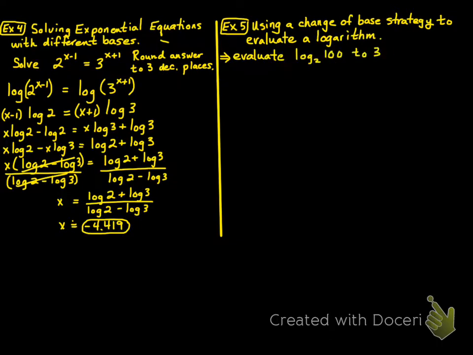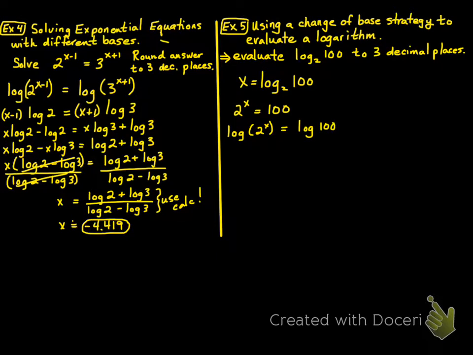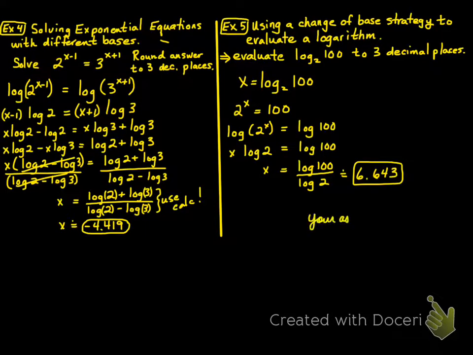Using a change of base strategy to evaluate a log. If we had to evaluate log base 2 of 100 to 3 decimal places, x is going to be the log base 2 of 100, so that means that 2 to the power of x has to be 100. Now take the log of both sides. Log of 2 to the power of x is going to be the log of 100. That means x times the log of 2 is going to be the log of 100. Divide both sides by log of 2, and x is going to be the log of 100 divided by the log of 2, which is going to be 6.643.